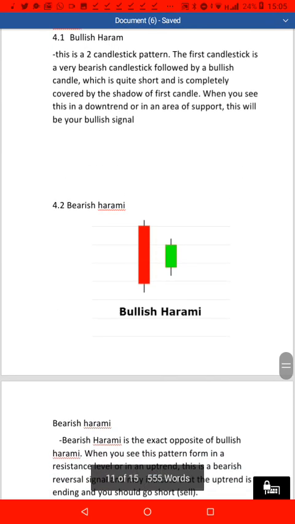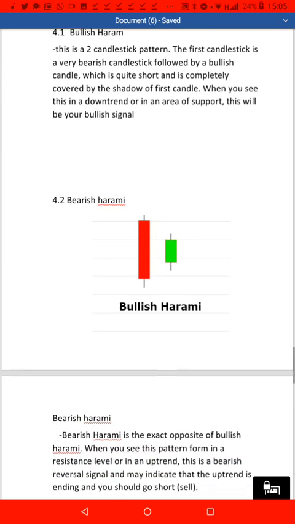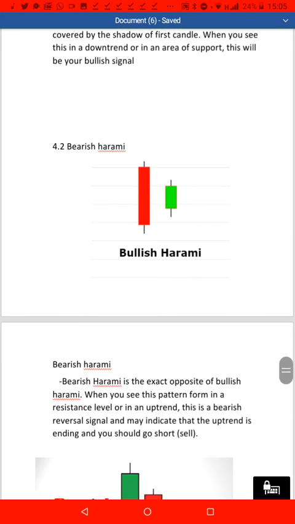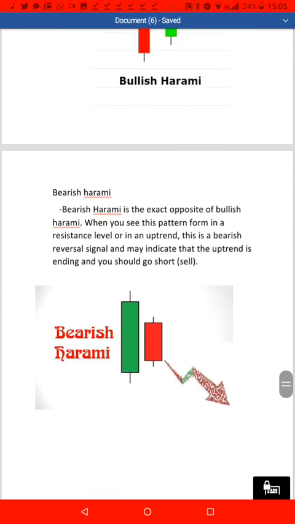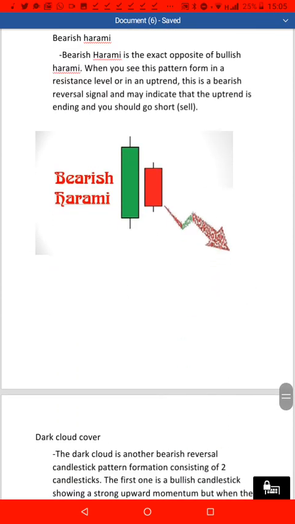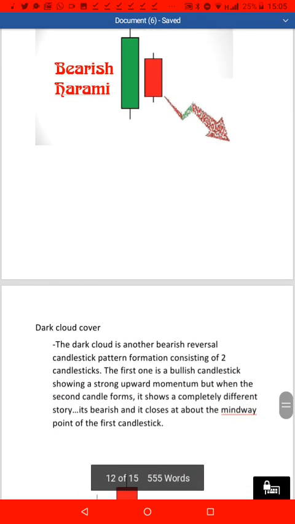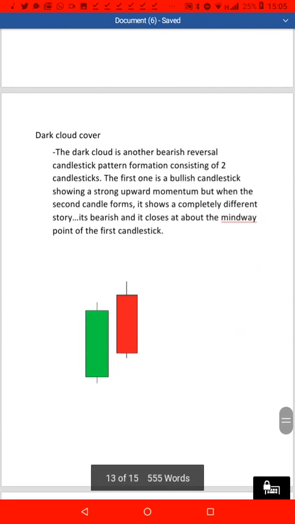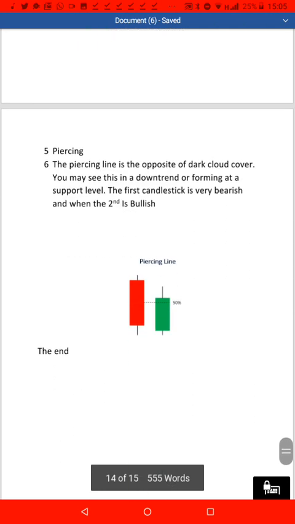We have also the bearish and the bullish harami. A bullish harami happens in downtrends to show you that now the market is going into an uptrend. And the bearish harami happens in an uptrend to show you that now the market is going into a downtrend. And then we have the dark cloud and the piercing.